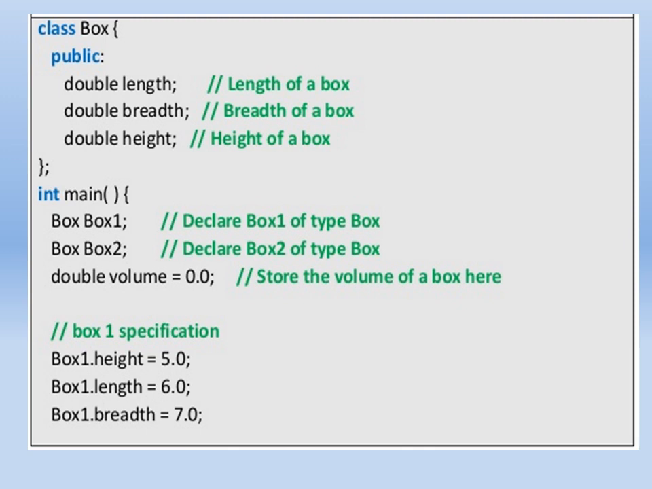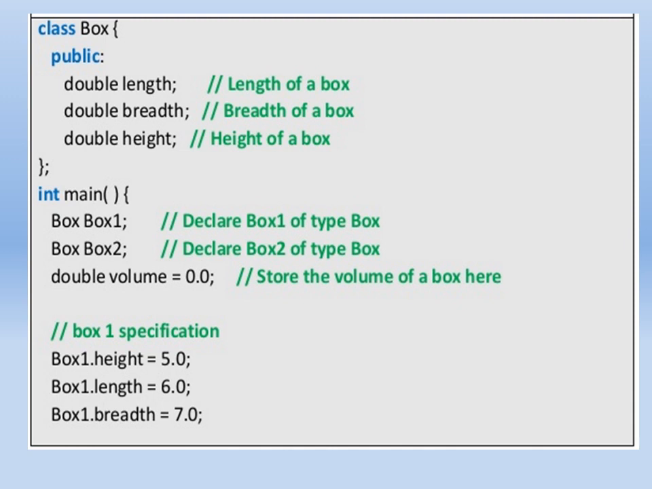Now see what we do in the main function. Box Box1: here Box is the name of the class and Box1 is the object. So here we declare Box1 of type Box, that is the creation of the object. Second, Box2: here we declare one more object of the same class.